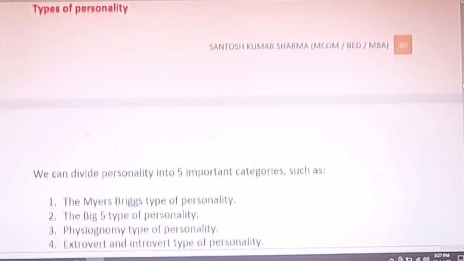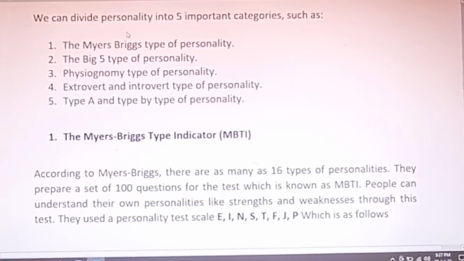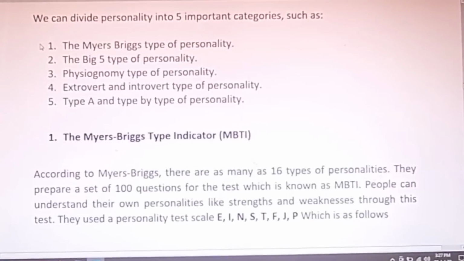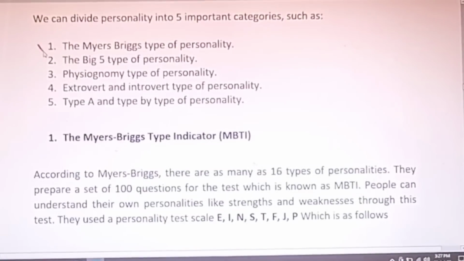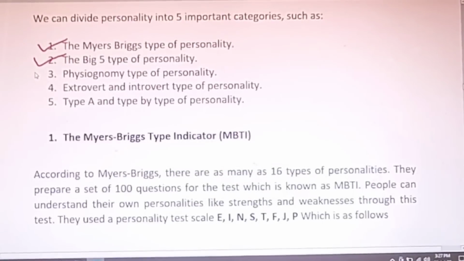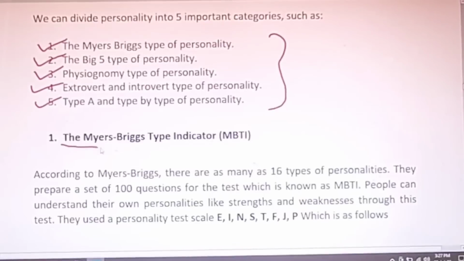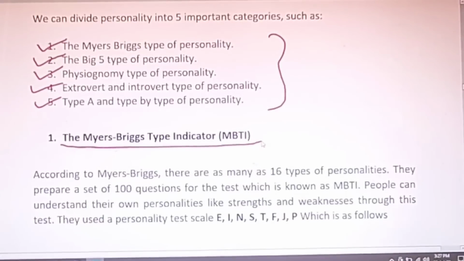Then comes the different types of personality. Basically, there are five types of personality, five categories. First is the Myers-Briggs type. This is the most important one. The big five type of personality. Then we have the physiognomic type of personality, extrovert and introvert, and type A and type B. So these are the five categories, and this is the Myers-Briggs Type Indicator, MBTI.